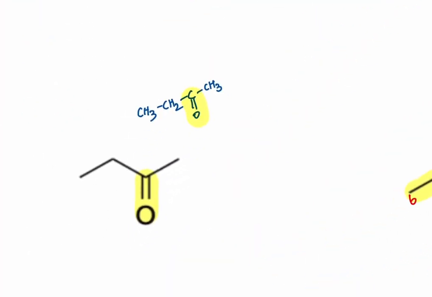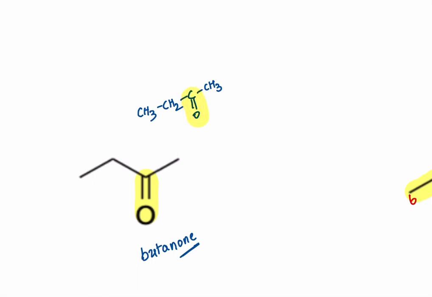Now how are we going to name this? How many carbons do we have? 1, 2, 3, 4, right? There are 4 carbons. Therefore, it's going to be butanone. Remember, ketone should end with -one. Butanone. But since you have the keto group in the second carbon, remember, you need to make sure that this functional group gets the lowest possible number.